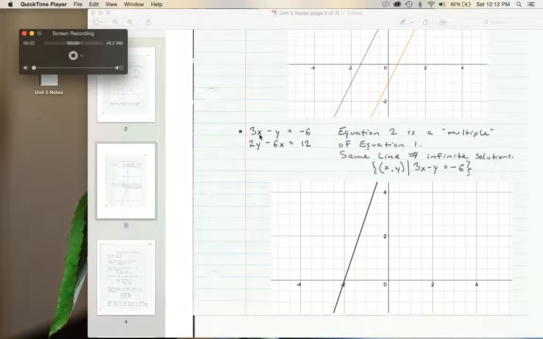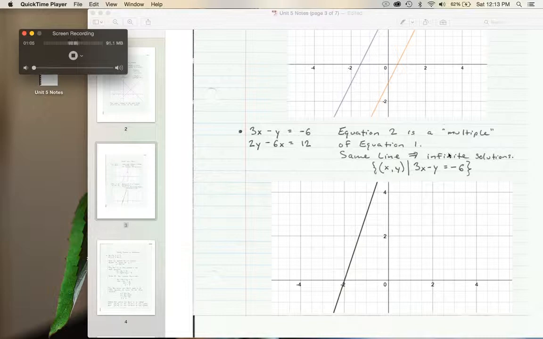So 3x times negative 2 would be negative 6x, as we see in the second equation. Negative y times negative 2 would be positive 2y. And negative 6 times negative 2 would be positive 12. So these equations are related by that multiplier, negative 2. And since that's the only difference between them, that will cause these two equations to graph on the exact same line. They are essentially the same equation.